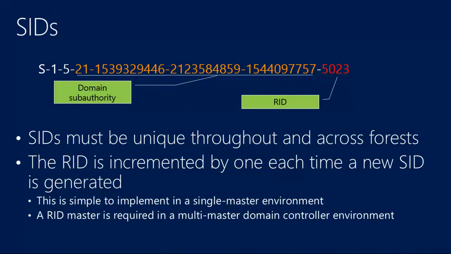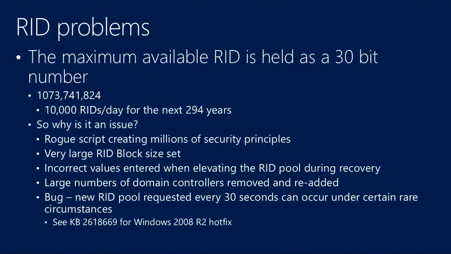SIDs, we've got the RID on the end of it, and the RID gets bumped up every time we create a new user. And there is a limited number of RIDs you can actually have in the Active Directory. The number of RIDs you can have is that number up there, effectively 1,073 million RIDs. 10,000 RIDs per day, and you'd be good for the next 294 years.